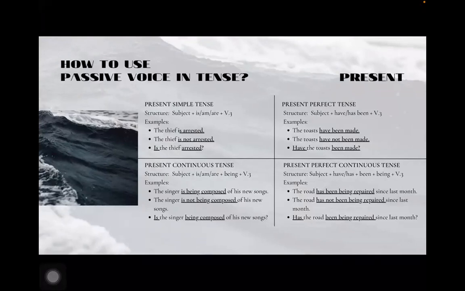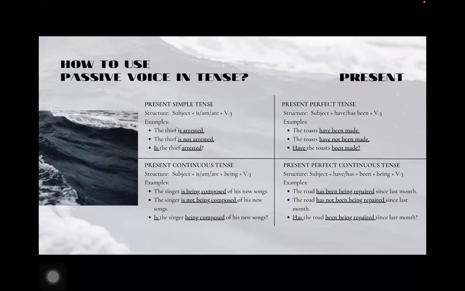Structure: subject, verb to be, being, past participle. Example, the singer is being composed of his new songs. Present perfect tense. Structure: subject, have or has been, past participle. Example, the toast have been made.